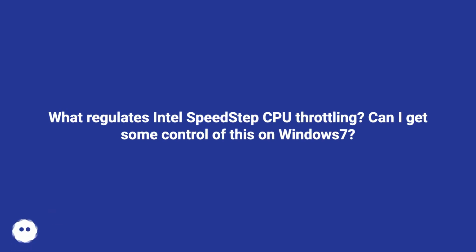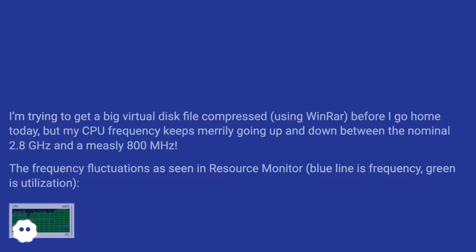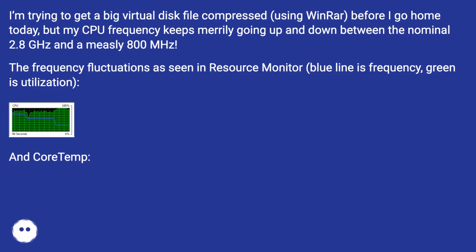What regulates Intel SpeedStep CPU throttling? Can I get some control of this on Windows 7? I'm trying to get a big virtual disk file compressed using WinRAR before I go home today, but my CPU frequency keeps merrily going up and down between the nominal 2.8 GHz and a measly 800 MHz. The frequency fluctuations as seen in Resource Monitor: blue line is frequency, green is utilization, and core temp.